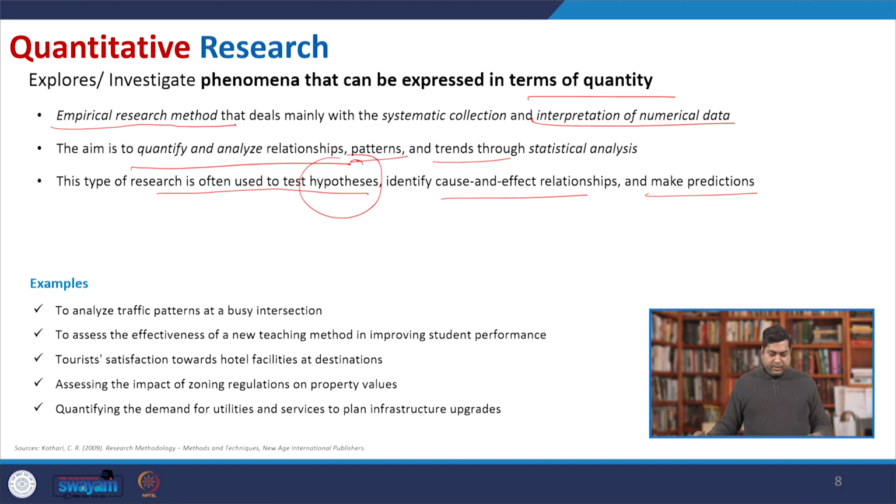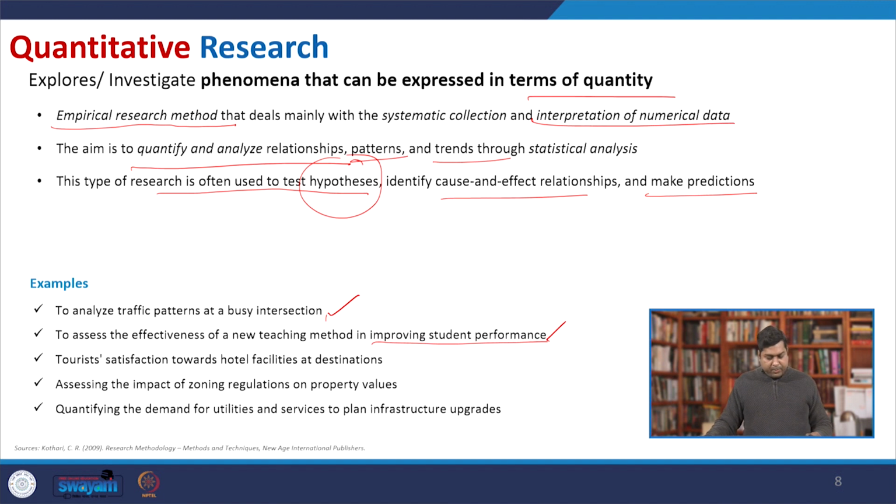Some of the examples in this case, like to analyze the traffic patterns at a busy intersection that I have already mentioned, to assess the effectiveness of a new teaching method. So this is from the education side, in improving student performance, that in teaching pedagogy we just try some new deliberation method or way of teaching, then see how students take it, and what is the effect of that particular new technique on student performance.